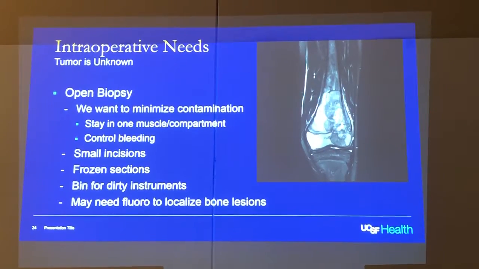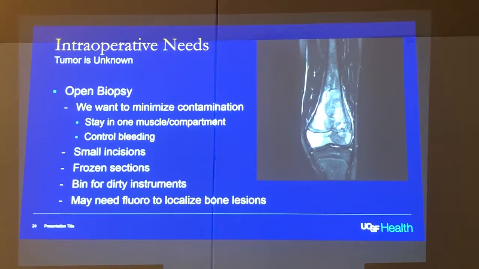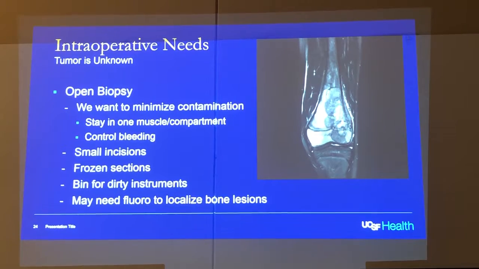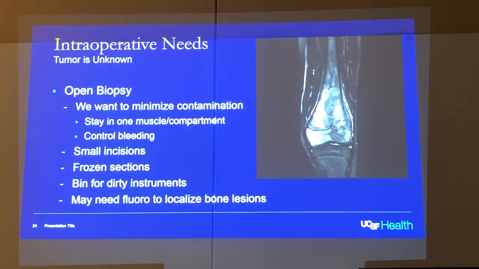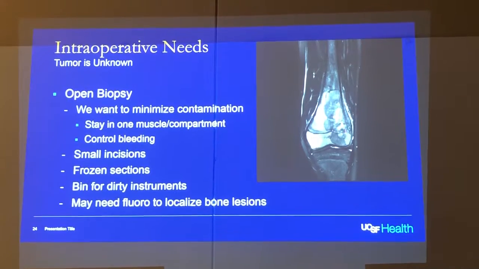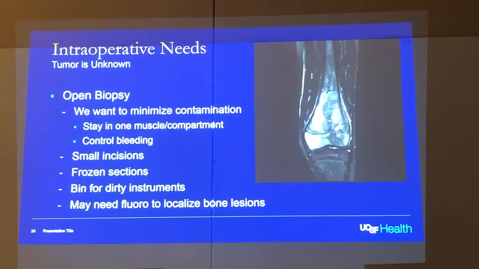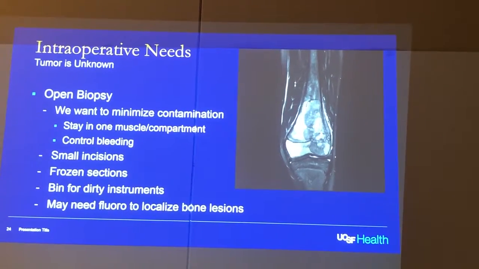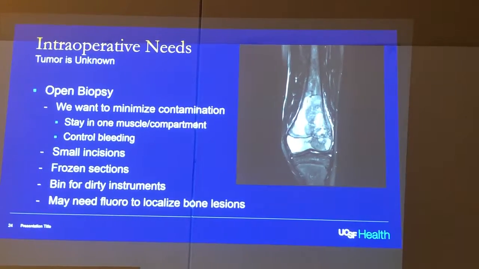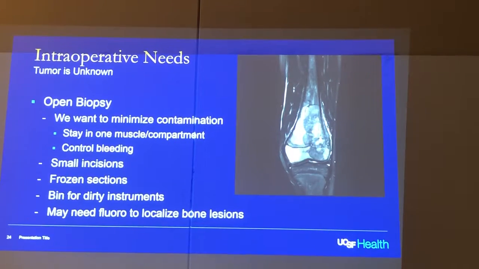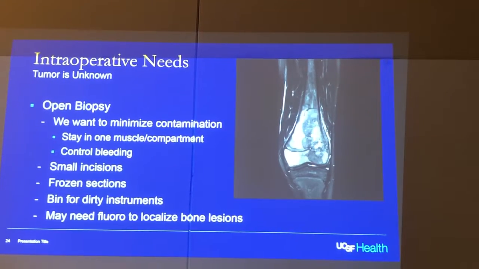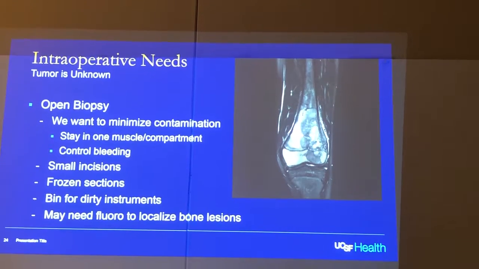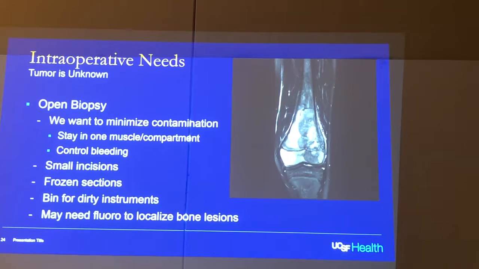So, intraoperative needs. If the tumor's unknown, and we're doing an open biopsy, here's an MRI of what looks like a distal femur osteosarcoma. I'm probably going to be doing a tiny incision, trying to just stay in one compartment, so just the lateral thigh area, control the bleeding, keep everything really contained, because I know at some point when I go to take out that tumor, I'm going to have to remove my biopsy tract, so I don't want to make my biopsy tract huge and spill tumor all over.